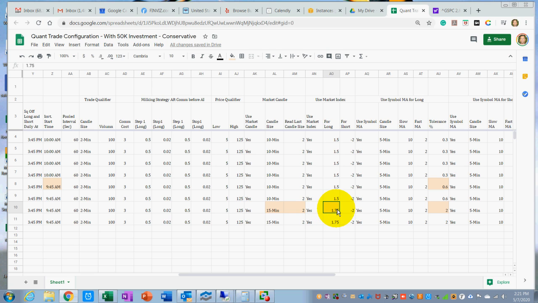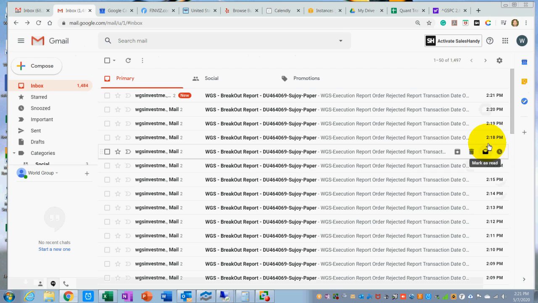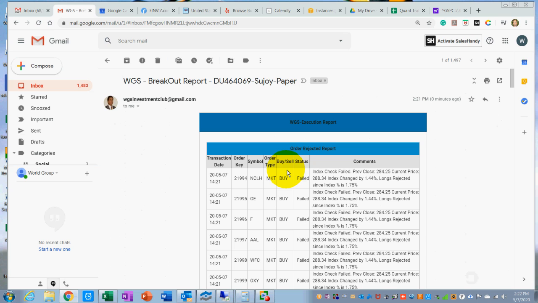And you are getting a confirmation. You will get the confirmation even from an email, because every 60 seconds it's looking into it. If you notice the timing, it is every 60 seconds. It is scanning the market. And we got the last email at 2:21, which is just now. So let's take a look at that and see why it is rejected.